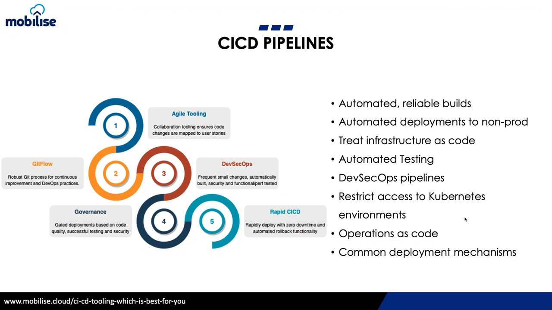We can then perform some DevSecOps. So we can build security into our CI/CD pipeline so that we're not waiting until we get to the actual environment it's deployed in before we perform security testing. So we can perform automated security testing as well as functional and performance testing of our applications within these pipelines.